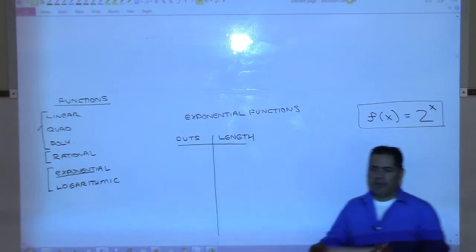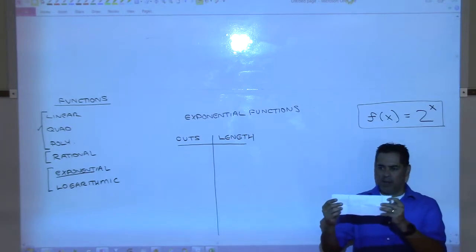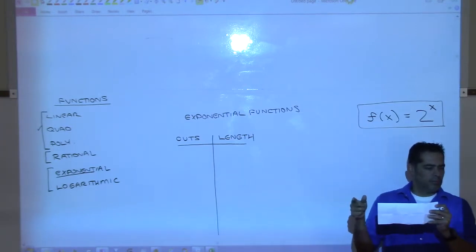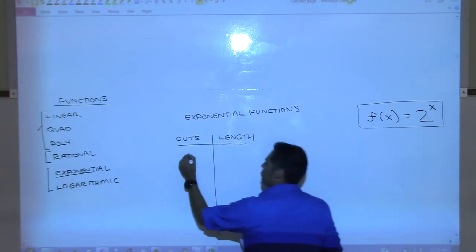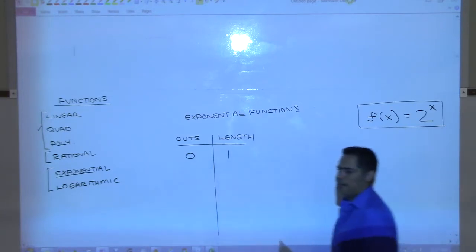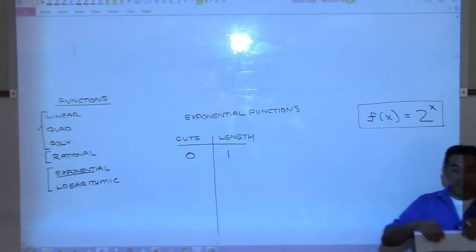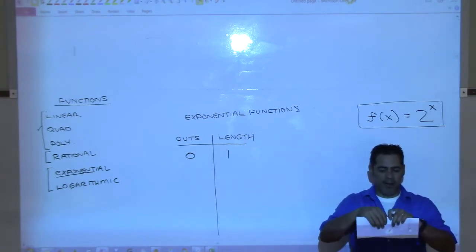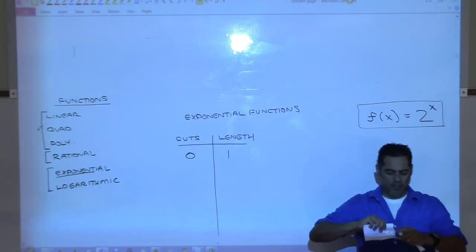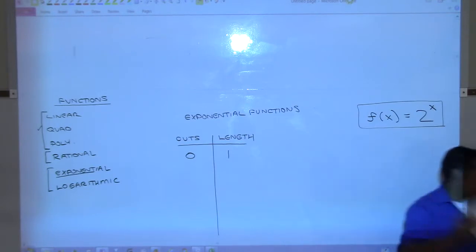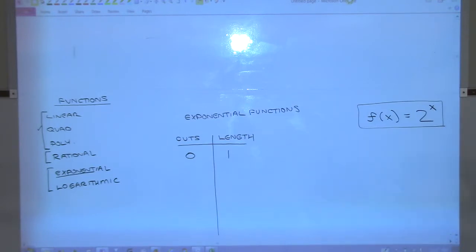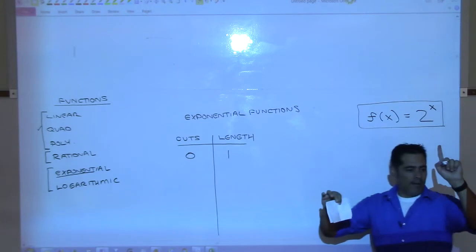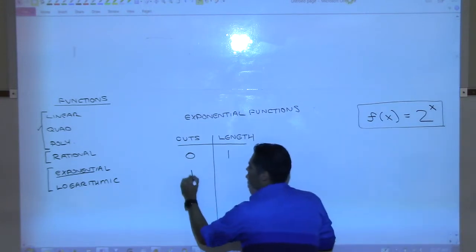All right, so if I don't cut this thing at all, how long is it? 1 foot. So 0 cuts, 1 foot. Got it? Now I'm going to cut it right down the middle. I'm going to cut it in half with these really precise scissors that I have here. So I've cut it in half. So I've cut it one time, right? How long is it?